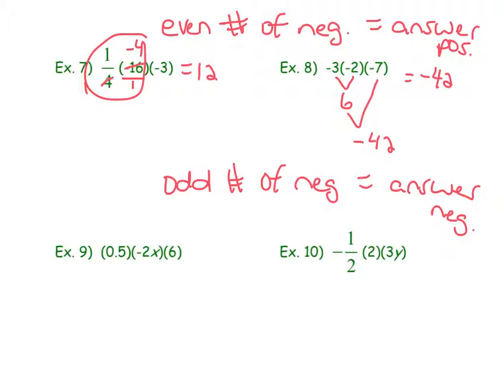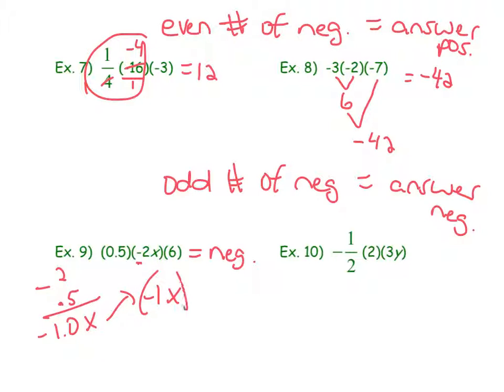All right, let's go to number 9. You want to multiply all of these together. You can do it in any order, but you can see that you have only one negative, and that 1 is an odd number, so you know your answer is going to be negative. So 0.5 times a negative 2x. 5 times 2 is 10, so with one decimal place that's a negative 1, and then you still have an x. Then you multiply that times 6. So a negative 1x times 6 would give me a negative 6x.